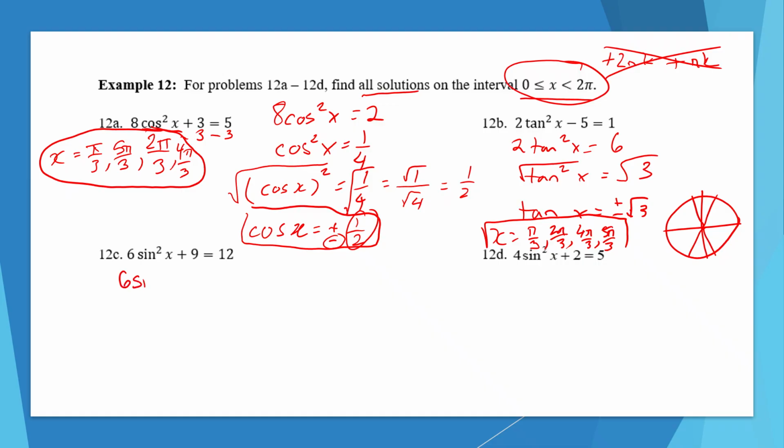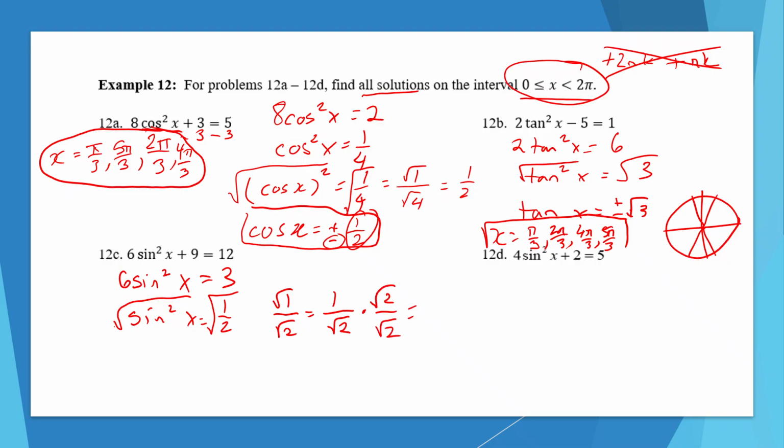Here we have 6 sine squared x. I'm going to subtract 9 from both sides to get 3. Divide both sides by 6 to get sine squared x equals 3 over 6, which is 1/2. Then we've got to take the square root, so we're not just done there. This is going to be the square root of 1 over the square root of 2, which is 1 over root 2. A lot of times this is unfamiliar, but remember, when you rationalize the denominator, which is get that denominator out, which in this case is just multiplying it by root 2 over root 2, this is going to be root 2 over 2, which is a more commonly known trig value.